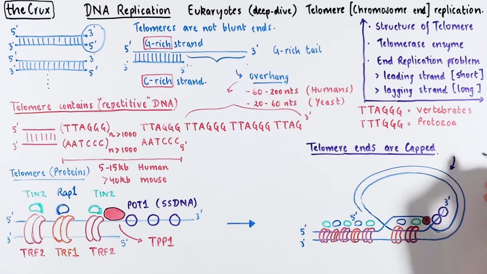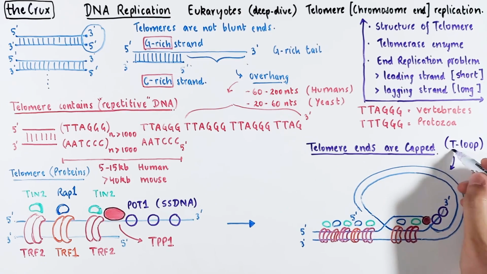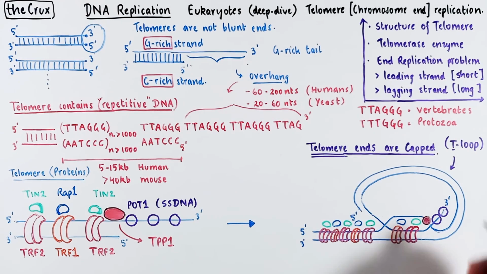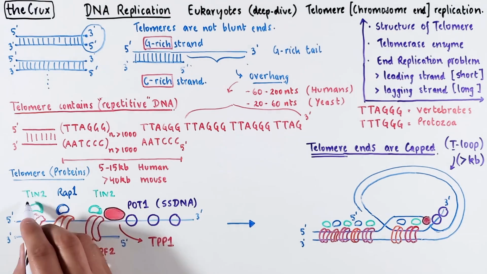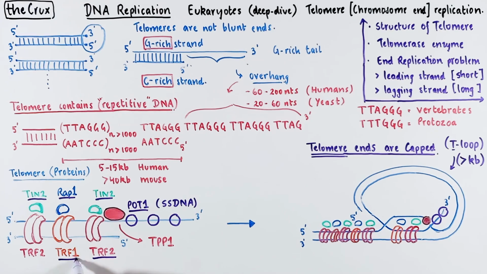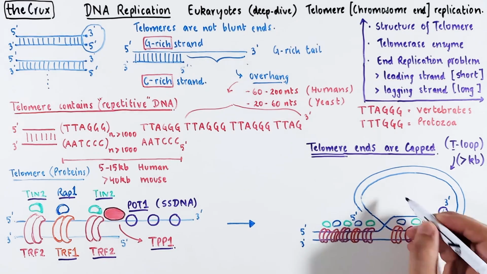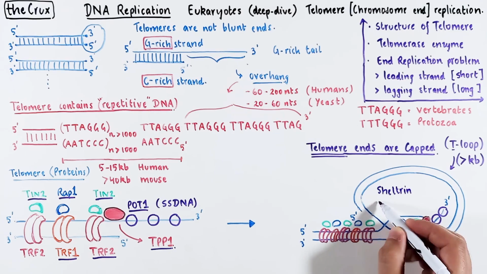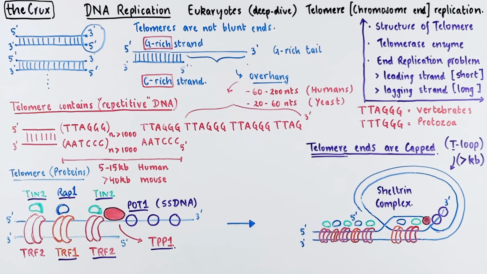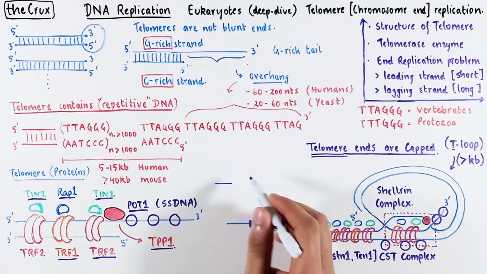The elongated DNA loop is called the T-loop, meaning telomere loop. The T-loop can span several kilobases in length, and its formation and stability relies on the 6 proteins that I mentioned. Collectively, these 6 proteins are known as the Shelterin complex. There are other notable proteins at the telomere cap as well, like the CST complex, consisting of CDC13, STN1, and TEN1. Now, let's zoom in further on this intriguing 3-way DNA structure.